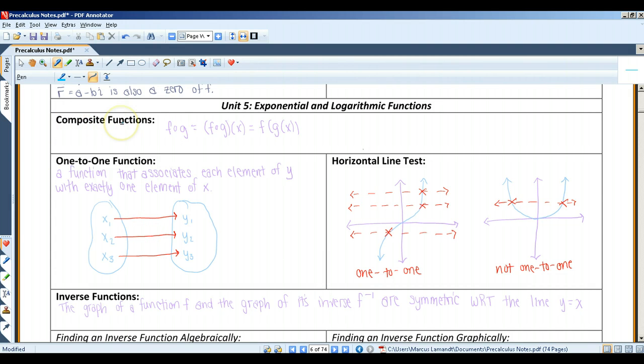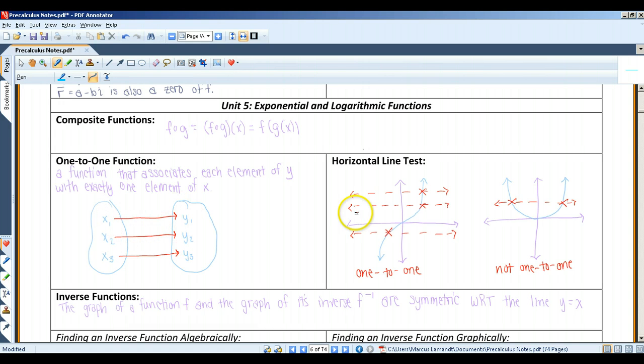Composite functions. Hopefully you guys are already familiar with composite functions. Basically, a composite function, f of g, is when you take a function g and you plug it in for x in function f. You basically stick one function inside another function. A one-to-one function is a function that associates each element of y with exactly one element of x. Whereas before you could have two x's with the same y value, a one-to-one function can't.